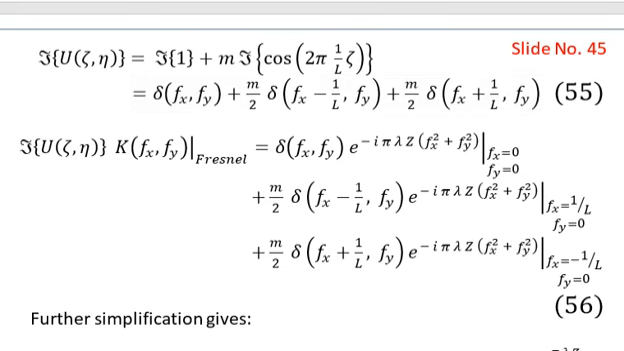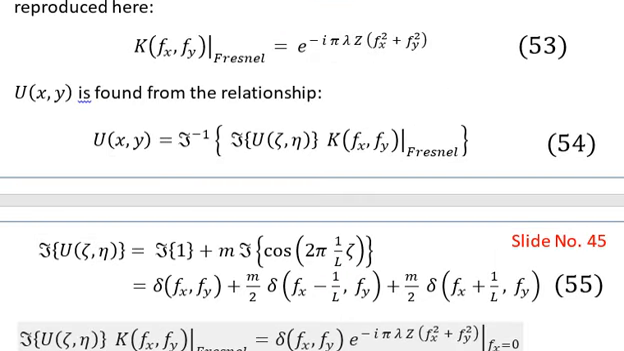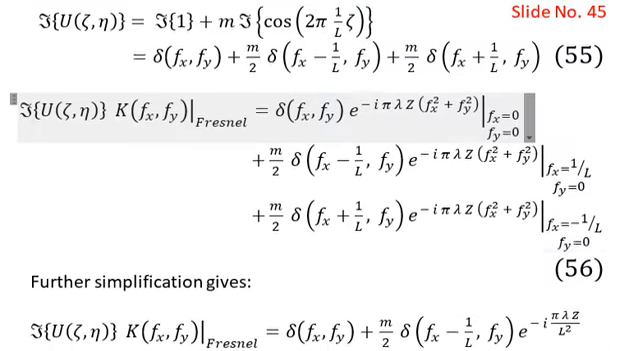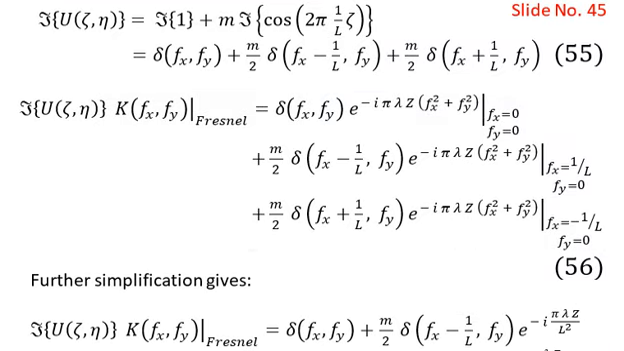Now let's calculate the product of the Fourier transform of the above field given in equation number 55 with the transfer function of the Fresnel propagation as given in equation number 53. The product is listed in equation number 56 on the right hand side. Each delta function has been multiplied by the corresponding transfer function. But we are evaluating these three individual delta functions only at those points where they are non-zero.